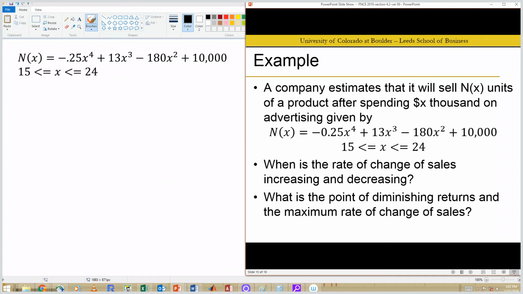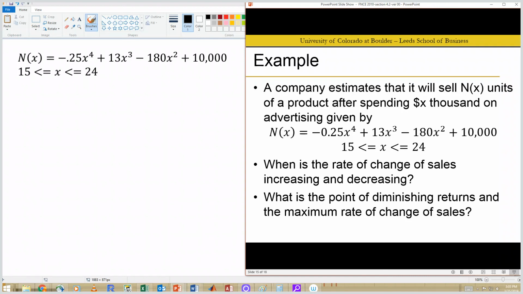Both of these questions have to do with the rate of change of sales with respect to changes in advertising spending. So we are talking about the first derivative, N prime of x, that would be the rate of change of sales, and we are going to use the second derivative, N double prime of x, to answer our questions.